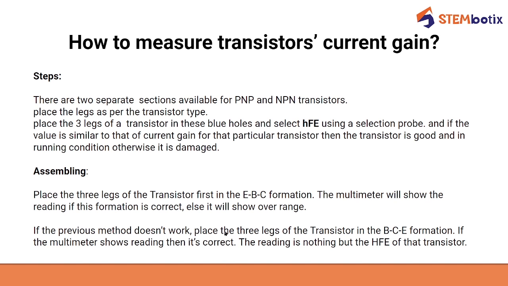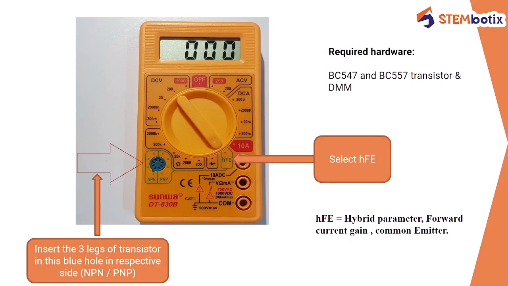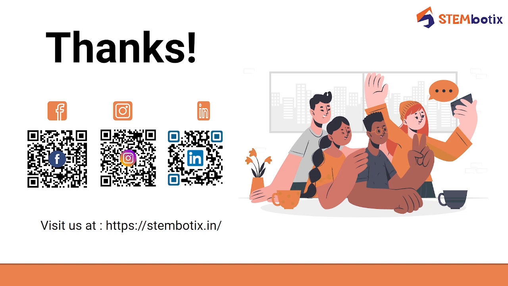If the multimeter shows a reading, then it's correct. The reading is nothing but the HFE of the transistor, and HFE is nothing but the hybrid parameter forward current gain for common emitter. So this is how you can measure the current gain of your transistor, or you can check your transistors. So thank you so much. This was all about the digital multimeter.